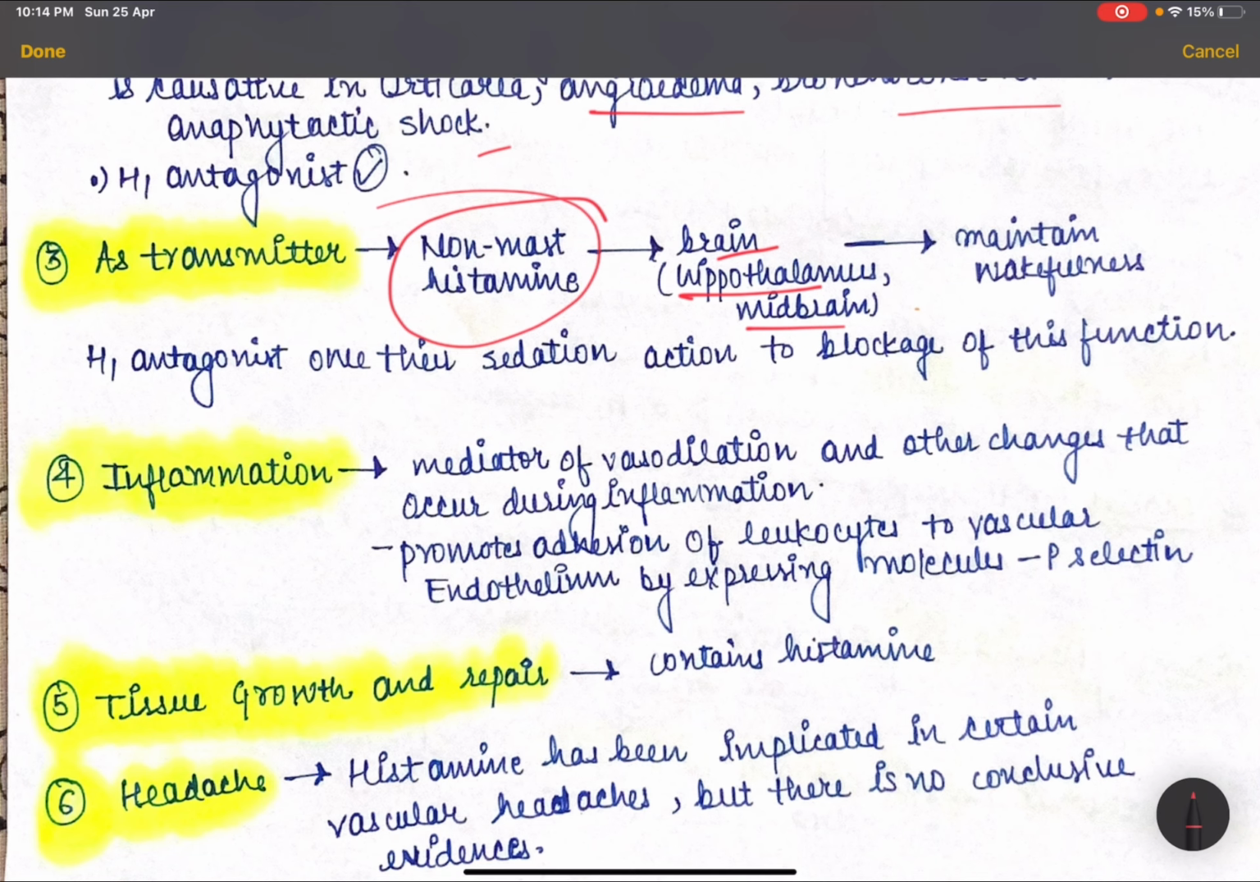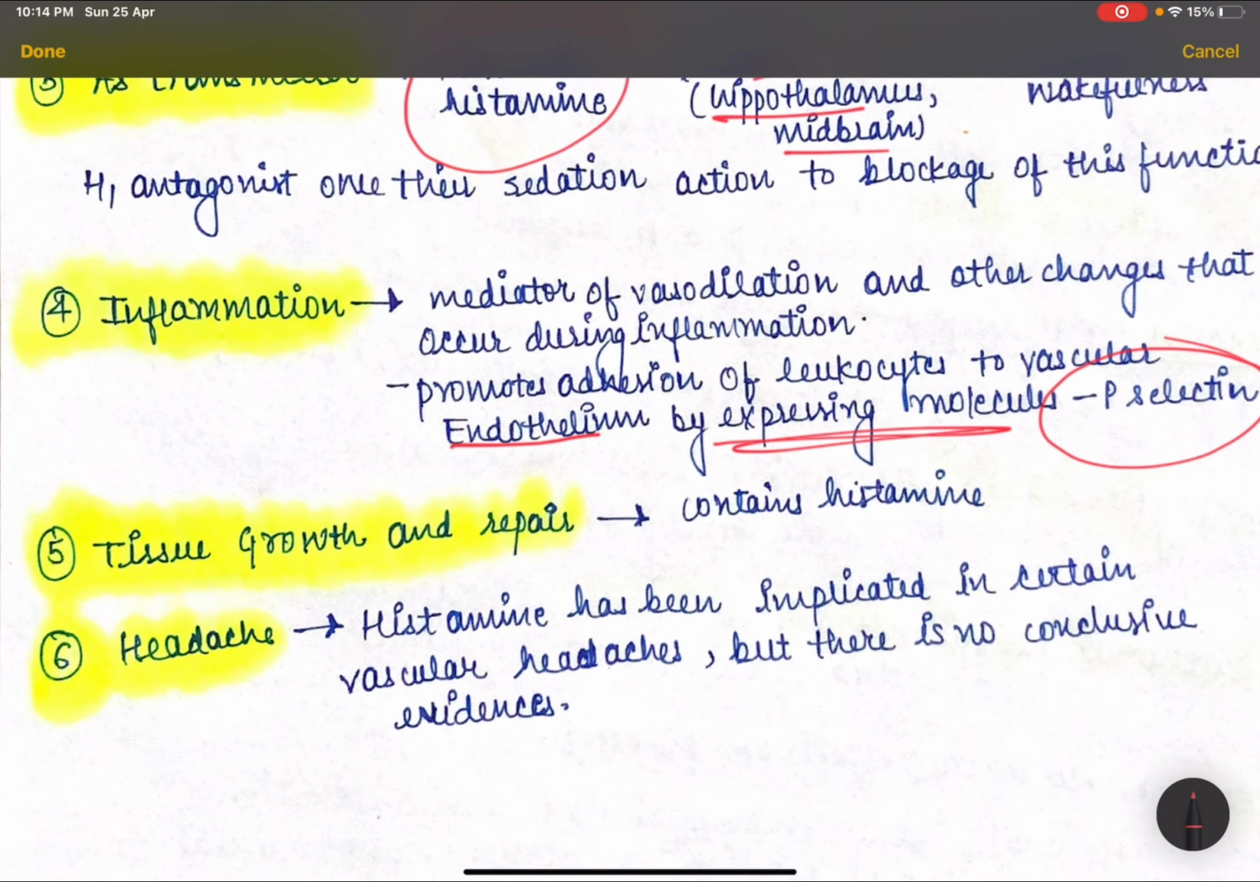Now the action in inflammation: histamine is a mediator of vasodilatation and other changes that occur during inflammation, which we had discussed. They promote the adhesion of leukocytes to the vascular endothelium because of some selectin proteins; we have studied in pathology about P-selectin. Okay, right? On tissue growth, growing and regenerating tissues contain a high concentration of histamine, and it has been suggested to play an essential role in the process of growth and repair. Headache: histamine has been implicated in certain types of vascular headache, but there is no evidence of it.